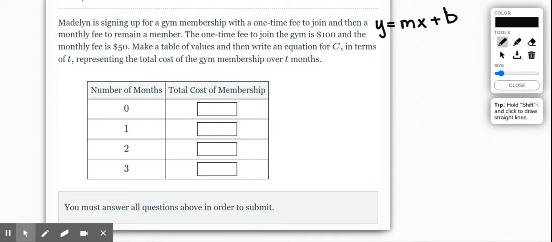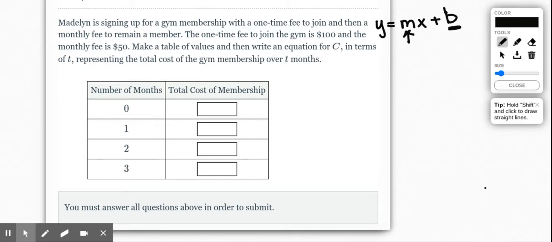Our b is always our startup, like how much we begin with, or maybe a one-time fee or an initial cost. This is where you would start. You only have to pay it once. It's not recurring. The m, the slope or rate of change, is recurring, meaning it's going to continue to happen, maybe every day, every week, every month. So that is a rate.